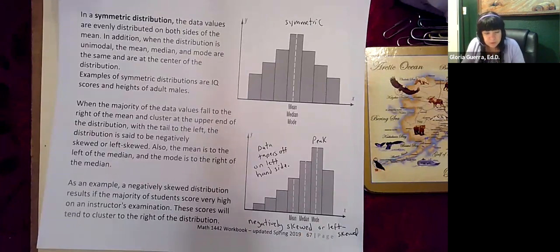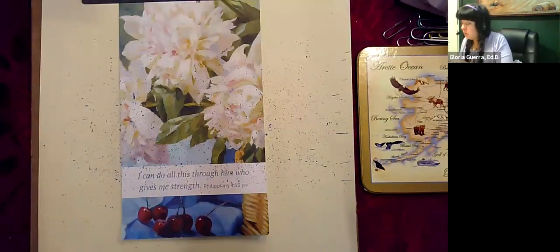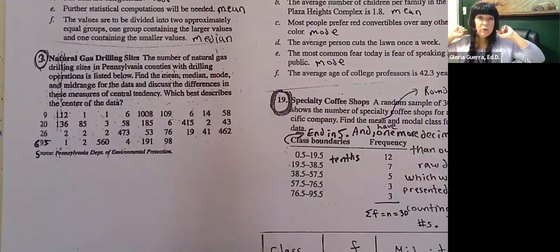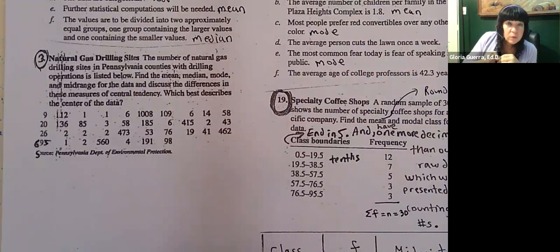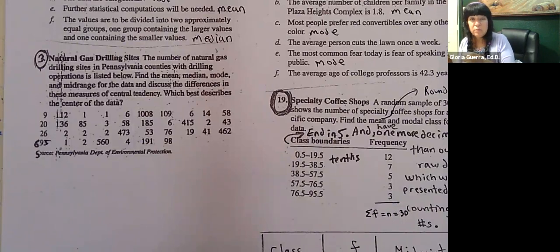So we're going to do one last problem, which is from the ebook, from that page here. Natural gas drilling sites. The number of natural gas drilling sites in Pennsylvania counties with drilling operations is listed below. Find the mean, find the median, find the mode, and the mid-range for the data, and then discuss the differences in these measures of central tendency, which best describes the center of the data.